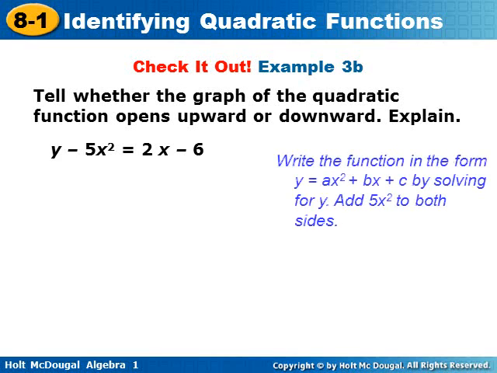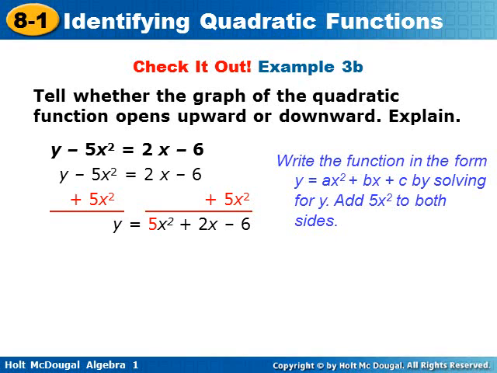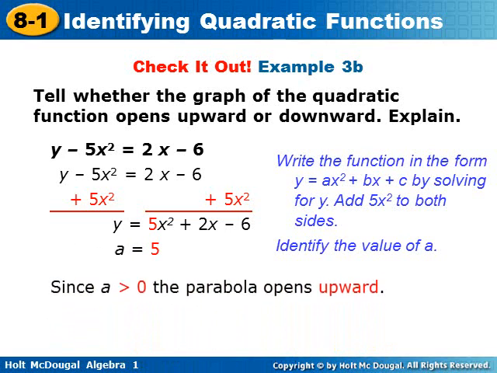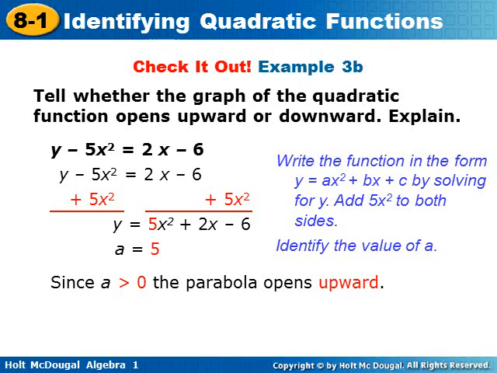You're going to write the function in the form y equals ax squared plus bx plus c by solving for y. You're going to add 5x squared to both sides. That will give you the equation y equals 5x squared plus 2x minus 6. So your value of a is positive 5, meaning it's greater than 0, so the parabola opens upward, or smiles, because it's positive.